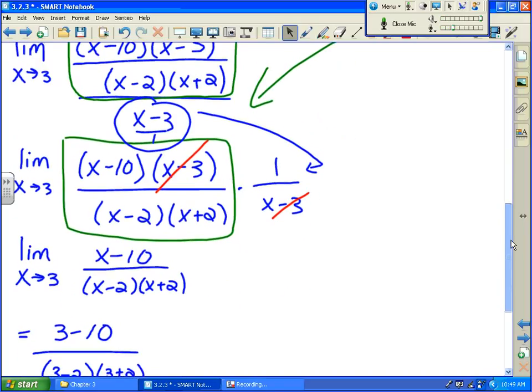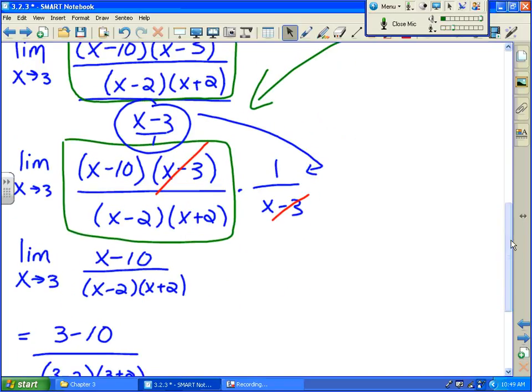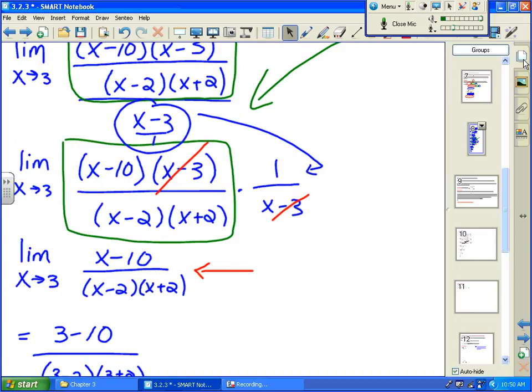And then now I can cancel those x minus 3s, because they appear both on the top and the bottom. And that will leave me with that situation, where now I can just start using my direct substitution. Does that help, Ashley? Okay.